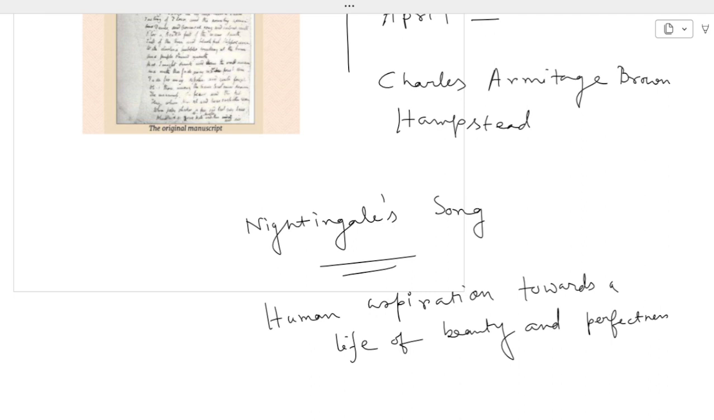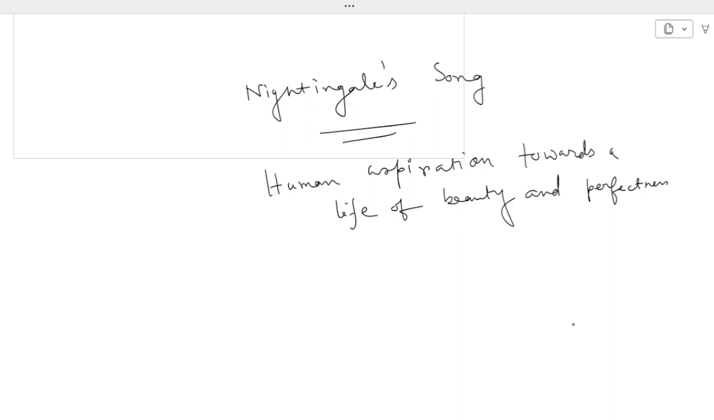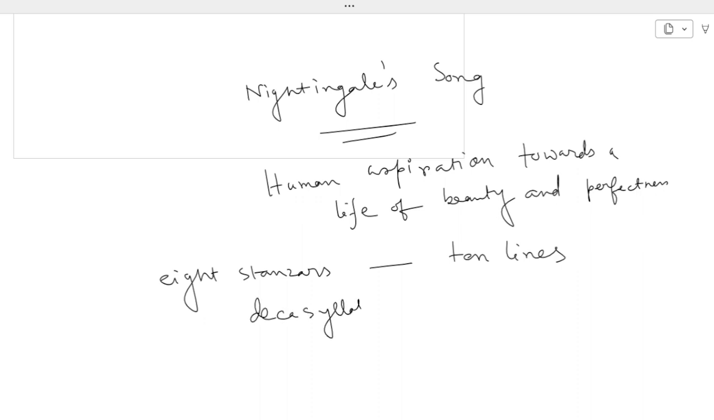The song of the bird seems to sound out of a region of romance, like a legend, and the poet wished to join her, seeking some aid to his imagination. Now the poem consists of 8 stanzas, and we will read every stanza separately. In each stanza you will find 10 lines, written in decasyllabic lines. There are some exceptions.